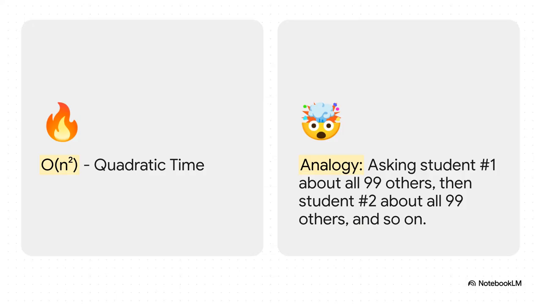And now we enter the danger zone, O(n²), or quadratic time. This goes right back to our terrible brute force method. You ask student number 1 about all 99 other students. Then you go to student 2 and ask them about all 99 others. For every student, you go through all the other students again. The number of operations doesn't just grow, it explodes.